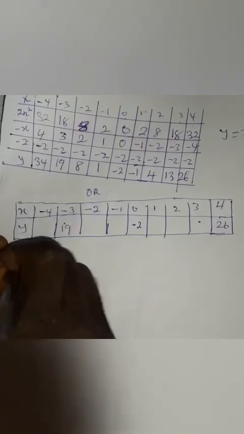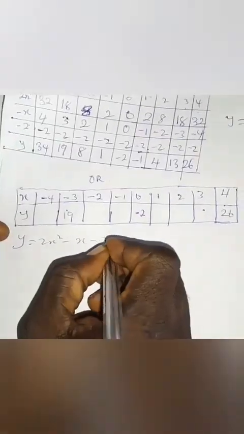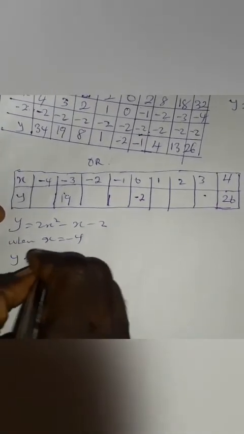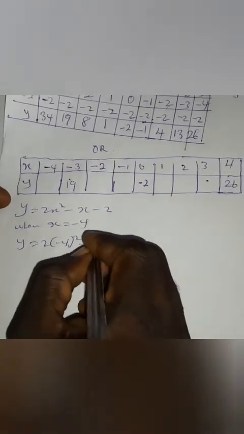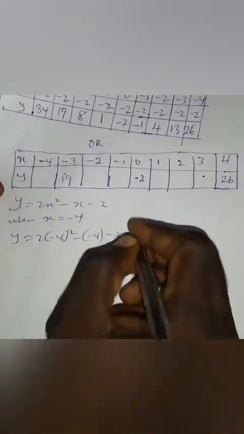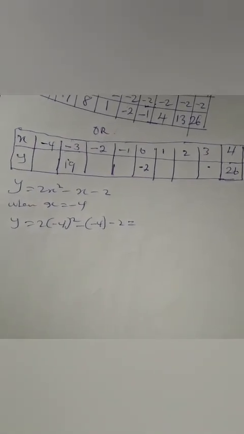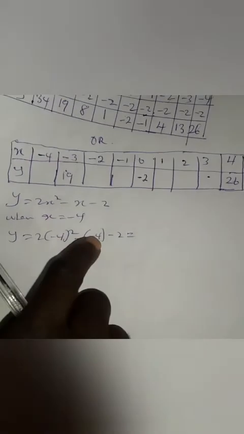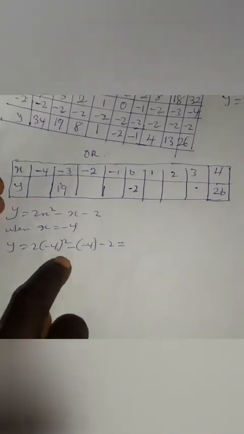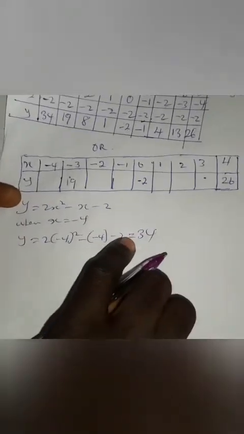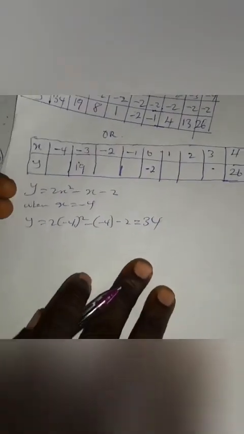Now for the other part, all others have already been filled, so you can just get this. The equation is y equals 2x squared minus x minus 2. So you see when x is equal to minus 4, y is just going to be equal to 2 into minus 4 squared minus minus 4 minus 2. So you just work everything out. That's 16, 16 times 2, minus times minus is plus, minus 2. That's going to give us 34.